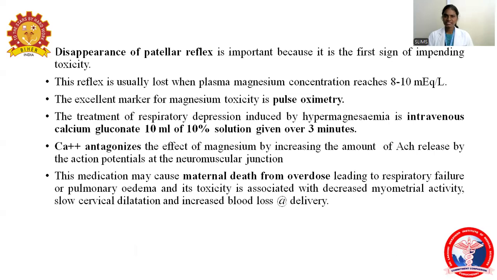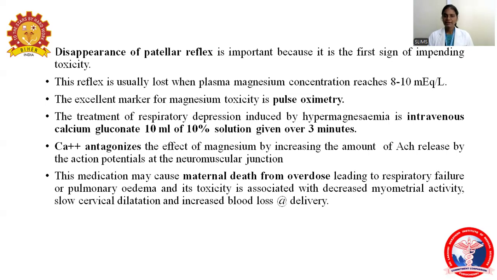Disappearance of the patellar reflex is important, as it is the first sign of magnesium sulfate toxicity. The reflex is usually lost when plasma concentration is 8 to 10 milligrams per liter. The external marker for magnesium toxicity is pulse oximetry. Treatment of respiratory depression induced by hypermagnesemia is intravenous calcium gluconate, 10 ml of 10% solution, given over 3 minutes. Calcium antagonizes the effect of magnesium by increasing the amount of acetylcholine released by the action potential at the neuromuscular junction.